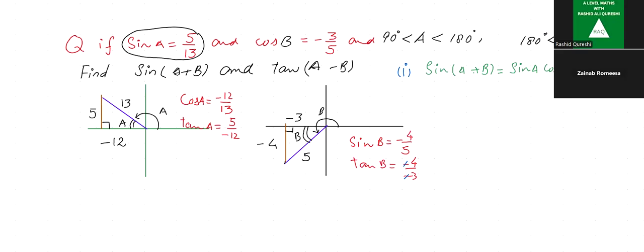Put the values. For sine of A, you have to use a different color, suppose red. The sine of A answer is always given, 5 by 13. Multiplied by, you have to write the cos of B. What's the answer of cos of B? Minus 3 by 5. Plus sign will remain as it is. What's the answer of the sine of B? Sine of B is minus 4 by 5. What's the answer of the cos of A? Cos of A is minus 12 by 13, if I'm not wrong.